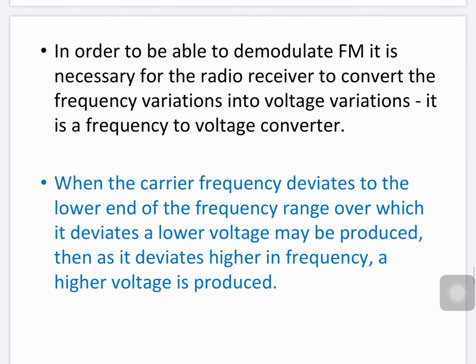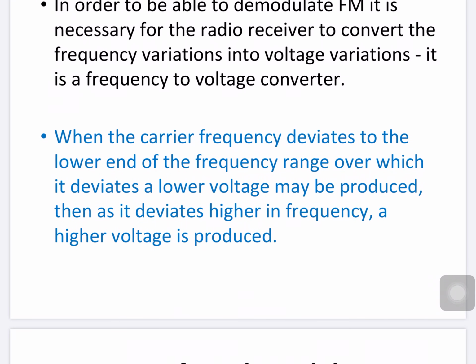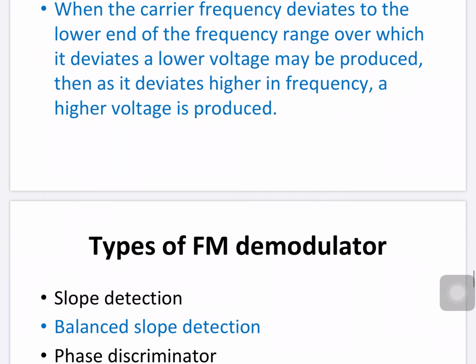Now, in order to demodulate an FM signal, it is necessary for the radio receiver to convert these frequency variations into voltage variations. It is a frequency to voltage converter. When the carrier frequency deviates to the lower end of the frequency range over which it deviates, a lower voltage may be produced. Then as it deviates higher in frequency, a higher voltage is produced.